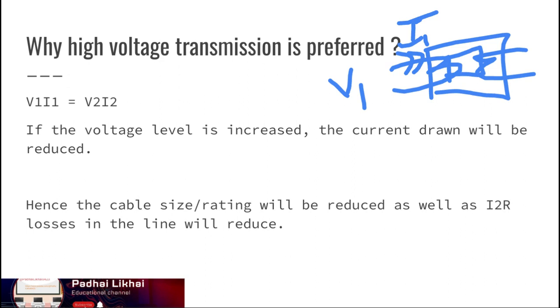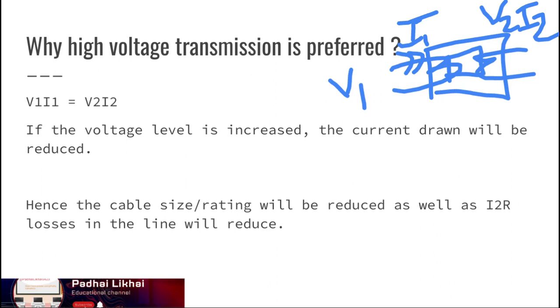So whatever power is delivered at the primary side, that is V1 into I1, is simply equal to the power at the secondary side, that is V2 into I2. So it is a step up transformer, where it is raising the voltage level from V1 to V2. It has an efficiency of almost 100%, so assuming that whatever power is fed at the primary side is getting delivered at the secondary side.